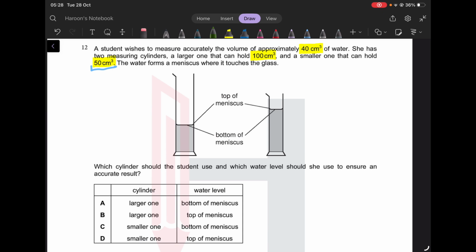So, for the most accuracy, we always use the bottom of the meniscus. So in terms of water level, either A or C is the correct answer. Top of the meniscus, this we won't take. So B and D is already out. Next up, we look for the cylinder. We use the smaller one because this is in the range. You can see 50 and it is approximately 40. So this is within this range. We use the smallest possible within that range to get the best answer. So we'll be using the smaller one. So C has to be the correct answer for question number 12.